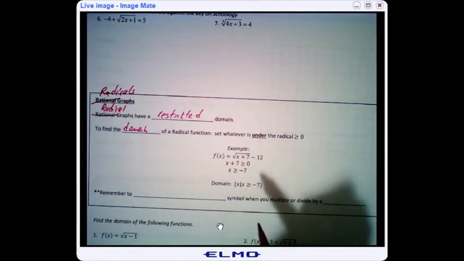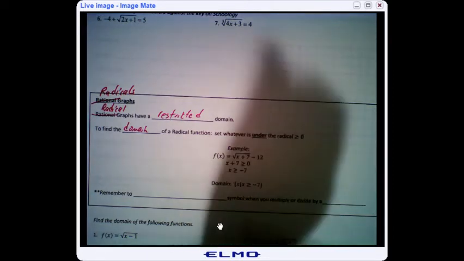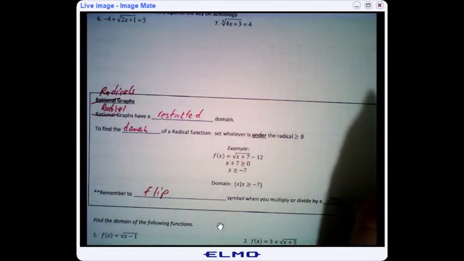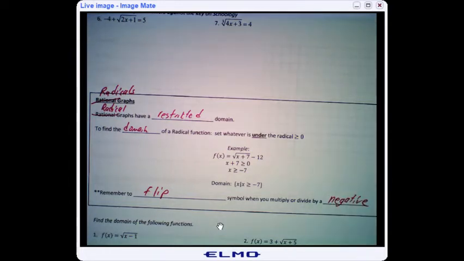So for example, if you have f of x equals square root of x plus 7 minus 12, you just take the step underneath the radical, so x plus 7 greater than or equal to 0, and then get x by itself, so x is greater than or equal to negative 7. Remember to flip the symbol when you multiply or divide both sides by a negative number. So the first part, we're just going to find the domain, and then we'll actually graph it and do the characteristics.